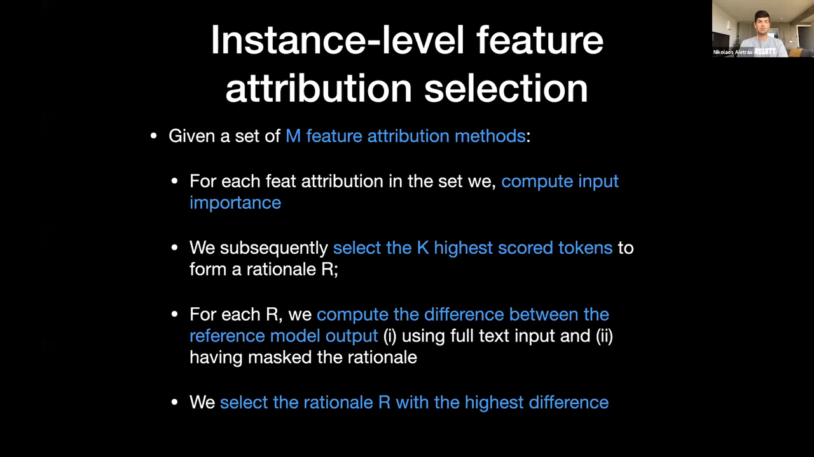And for each rationale, we compute the divergence between the reference model output using the full text and the output with the rationale masked. We expect larger deviation if the rationale is good, and we select the rationale with the highest difference. This is the case for selecting an attribution. You can repeat this process for different lengths and different rationale types. And in the paper, we show results where by taking into account all these three dimensions, it improves the faithfulness of explanations.